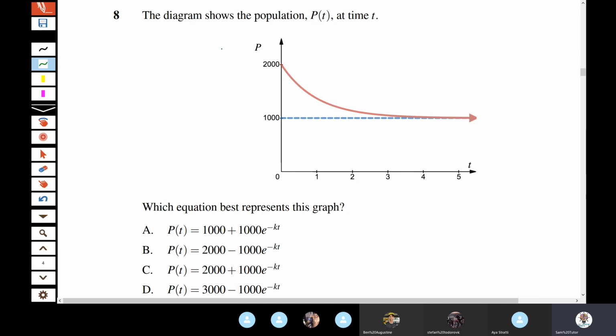Another one. The diagram shows the population at time t. We should know what kind of graph this is just by the shape of it. I think we can all agree it's an e to the negative kt because they're all the same. Then you've got the asymptote at 1,000, and then you've got this going up to 2,000.